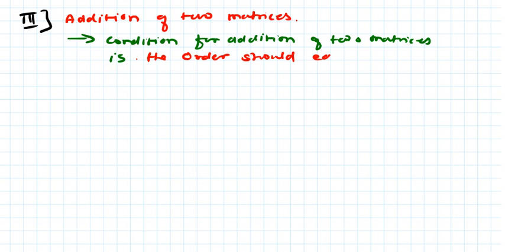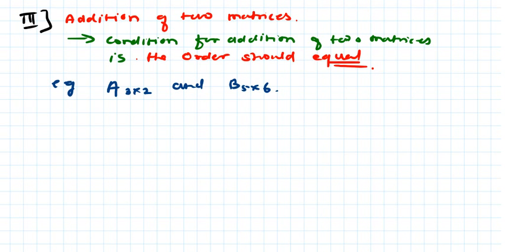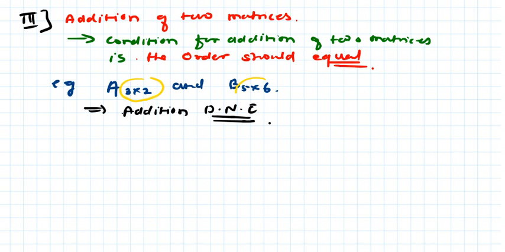same or equal. Okay, so for example, suppose I take the matrix A of order 3 by 2, and second thing, the matrix B of order suppose 5 by 6. Okay, now what will happen? The addition will not exist. Addition does not exist. Okay, why? Because the orders are not same. This 3 by 2 is not equal to this 5 by 6. So addition of A and B will not exist.